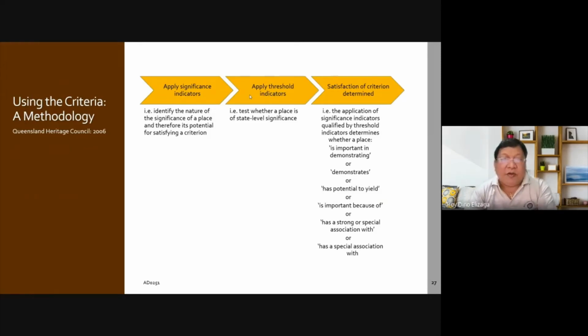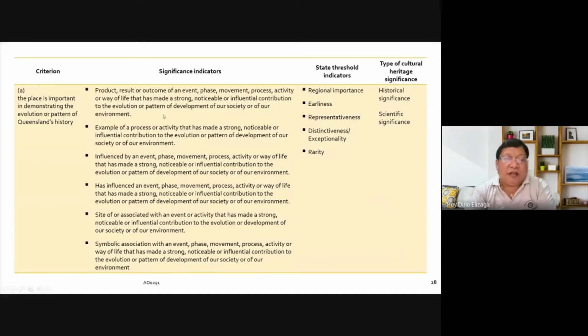There are 10 criteria in what the Queensland Heritage Council uses, and I'm showing only one criterion here. There are 10 criteria. These are the significance indicators. For each criterion, you have a set of indicators. They are not the same for each, so they differ. And then there's also a set of threshold indicators. Again, they are not the same for each criterion, so they differ.